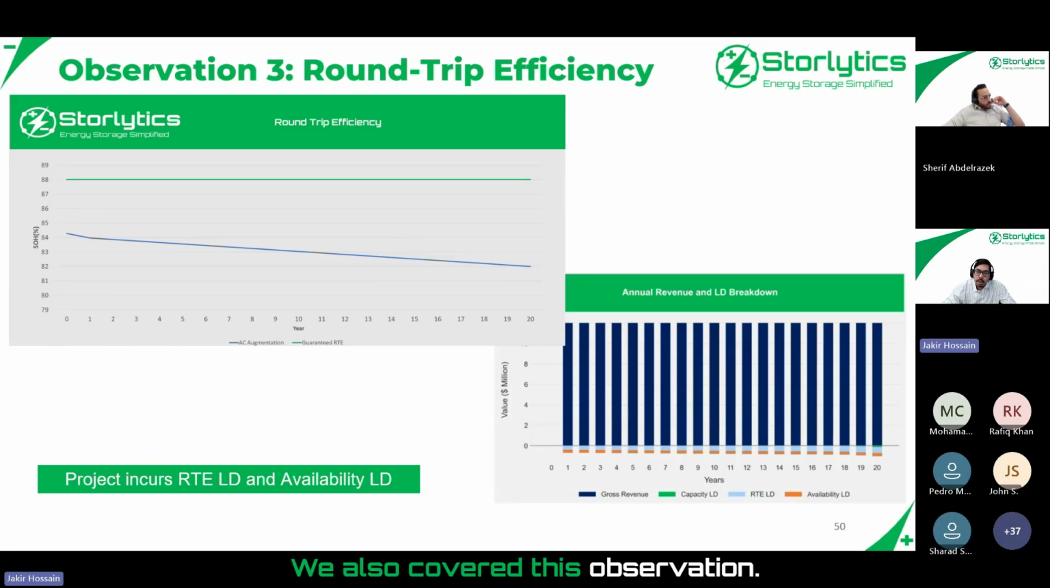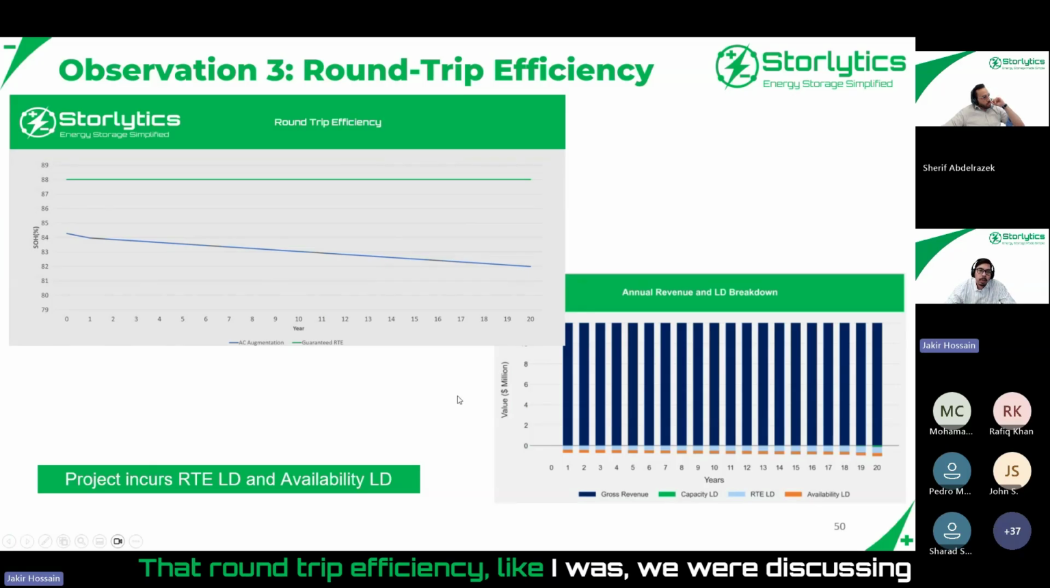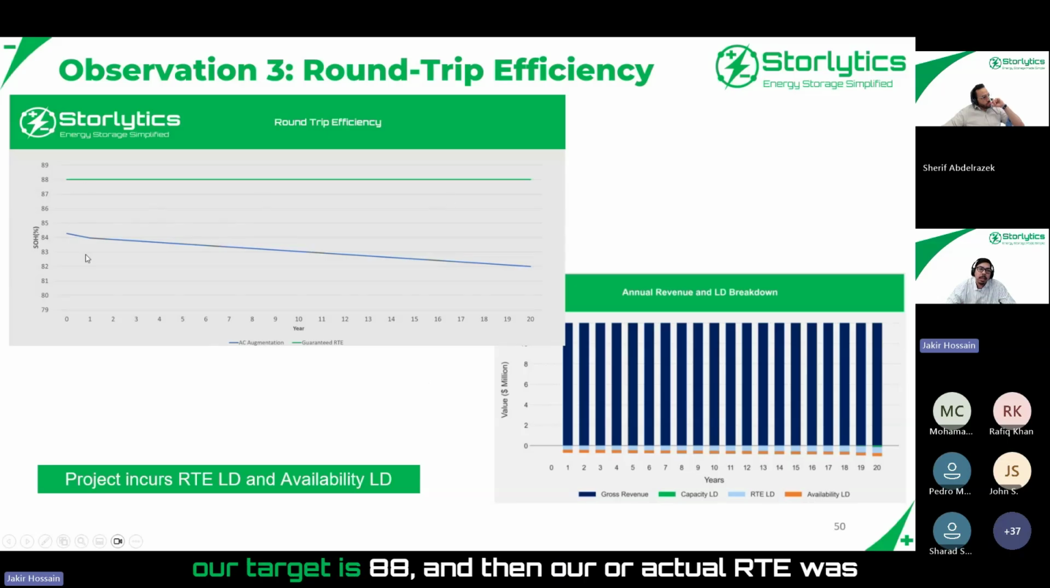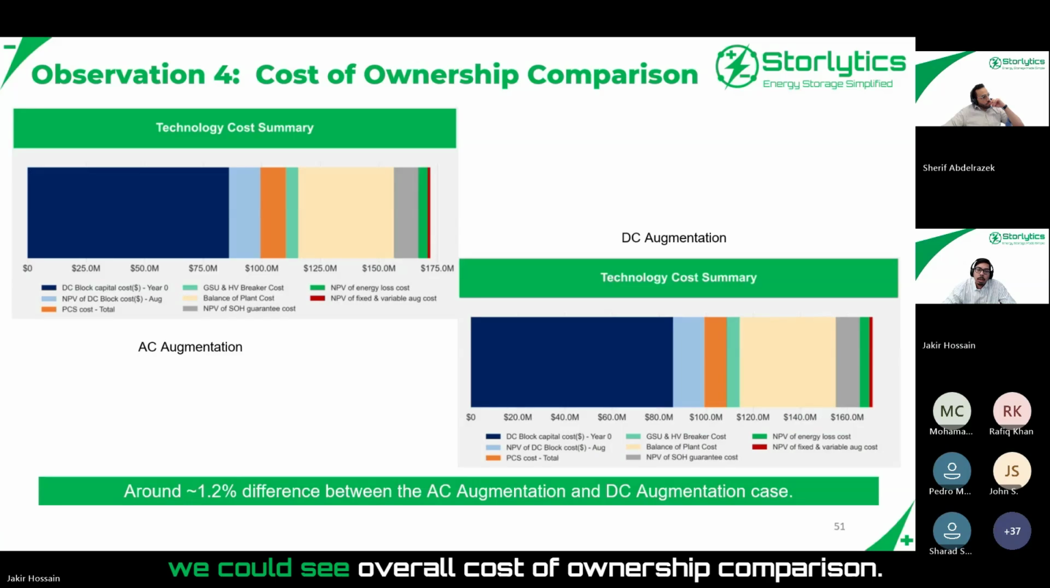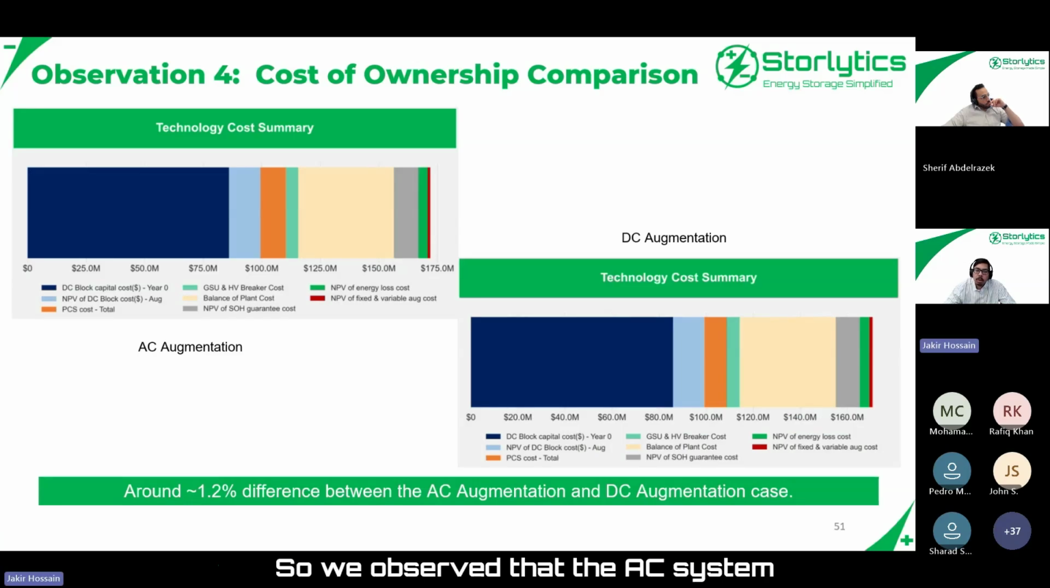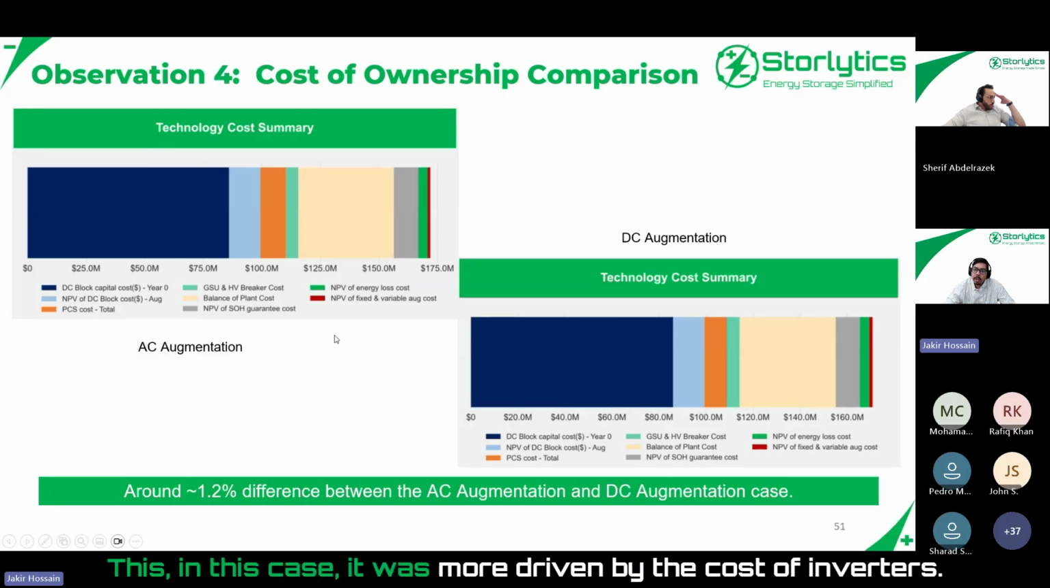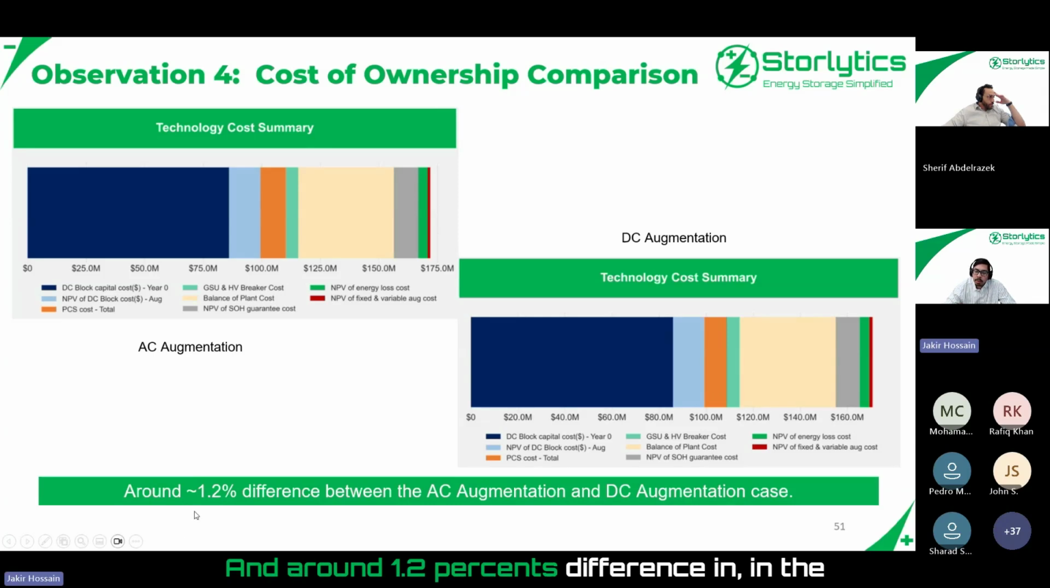We also covered this observation, the round trip efficiency. Like we were discussing, our target is 88, and our actual RTE was much less than that, and that cost us RTE loss that we could see. Overall cost of ownership comparison, so we observed that the AC system was more expensive than the DC one. In this case, it was more driven by the cost of inverters, and around 1.2% difference in the overall NPV cost of the project between AC augmentation and DC augmentation.